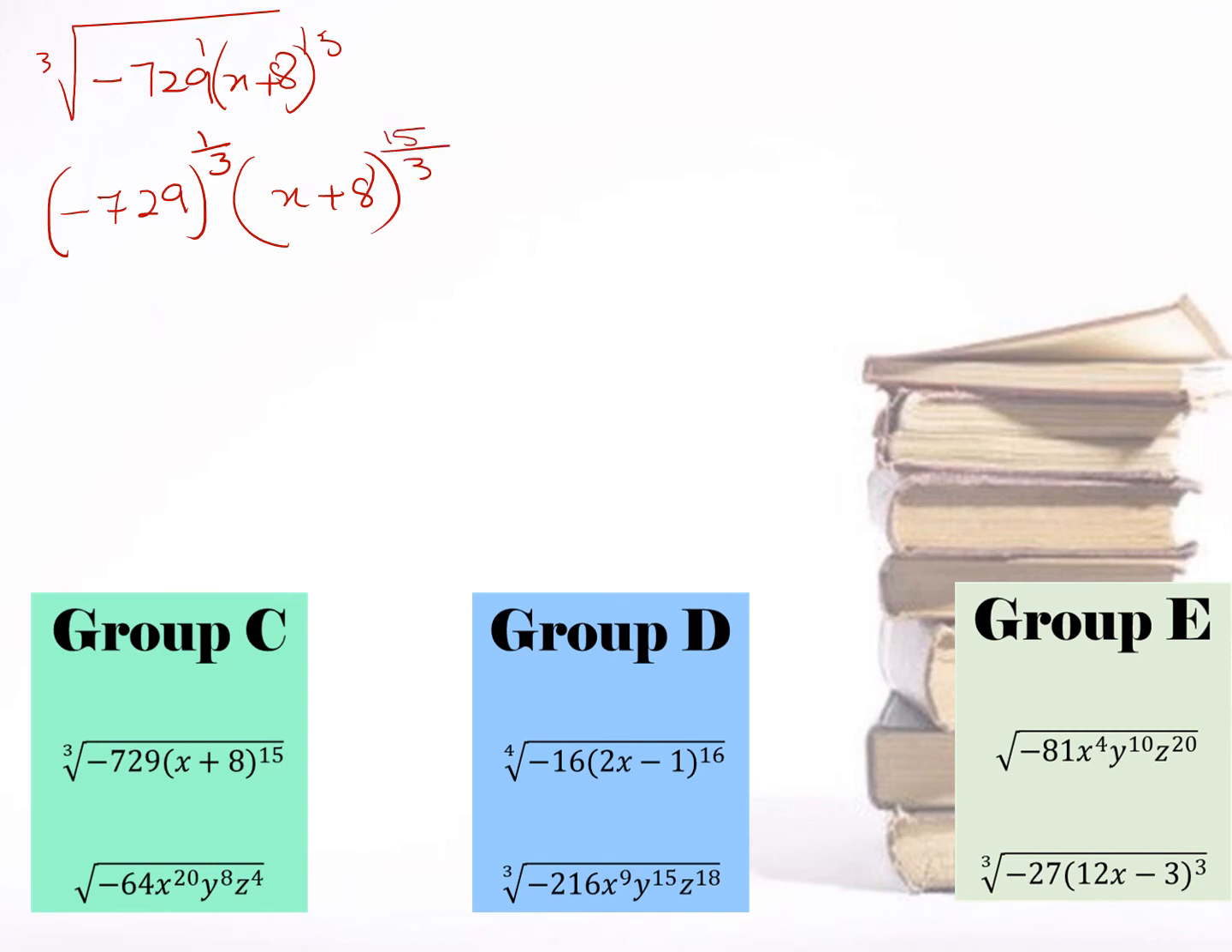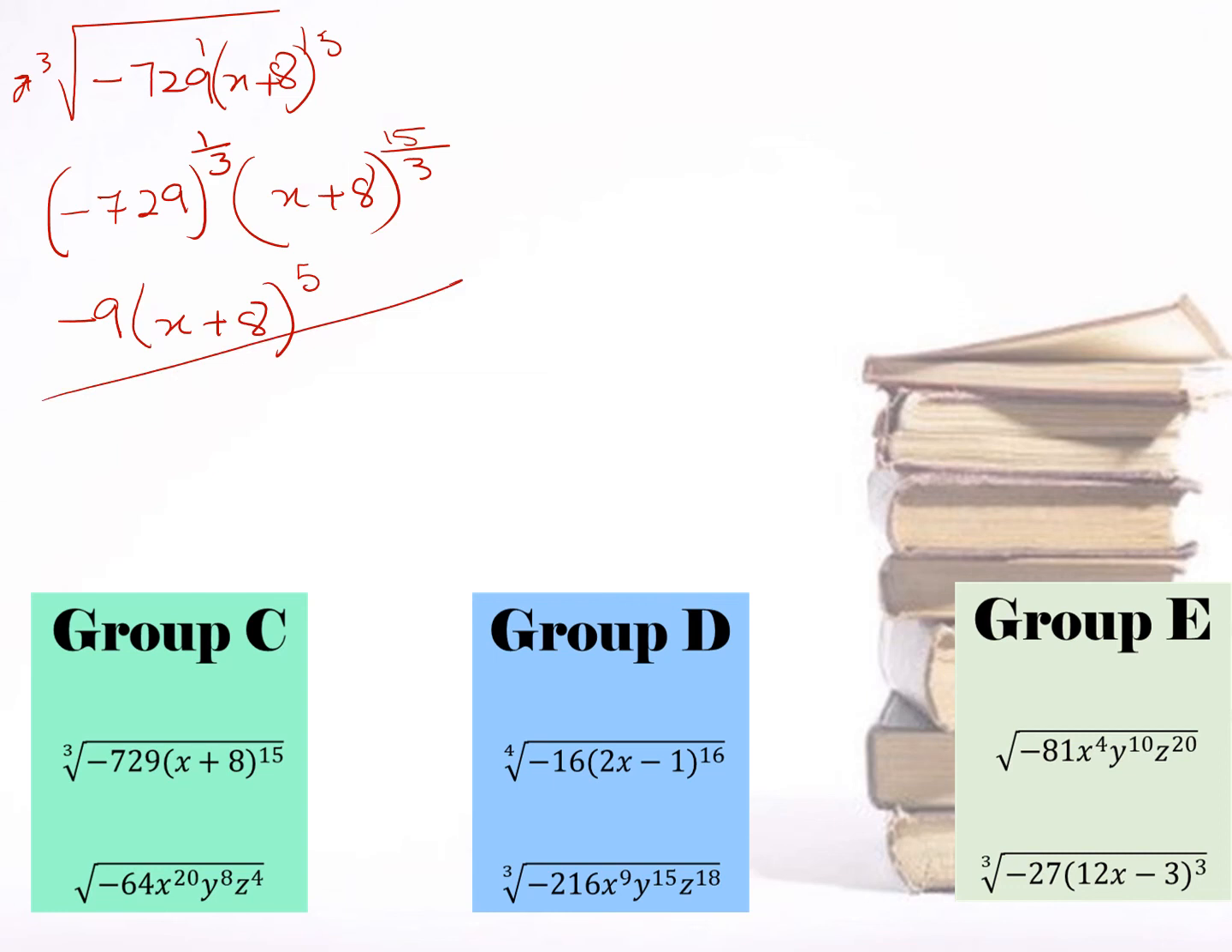Now you have to check what the cubic root of negative 729 is. So it is actually negative 9. And then you will write x plus 8 as it is, and 15 divided by 3 will give you 5. Since the index is odd, keep this as it is.